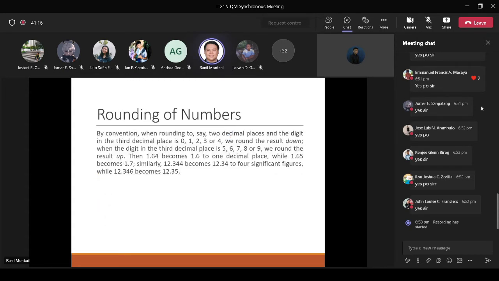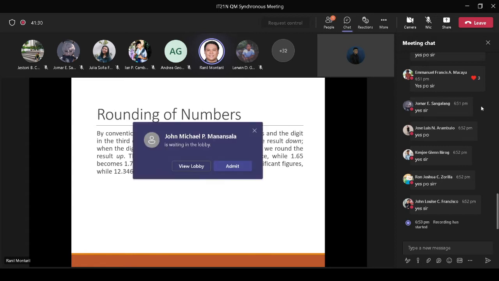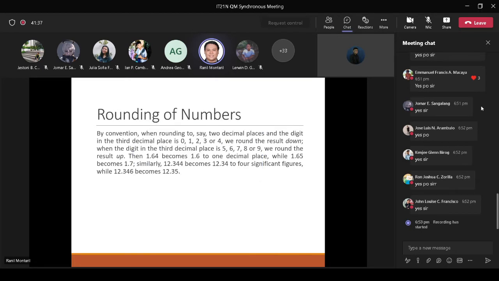As we know by convention, if the number next to it is 0, 1, 2, 3, or 4, what do we do? We round down. When we say round down, we just maintain the number, the integral part or whatever specific digit we want to round. And if it is 5, 6, 7, 8, or 9, that would be round up.